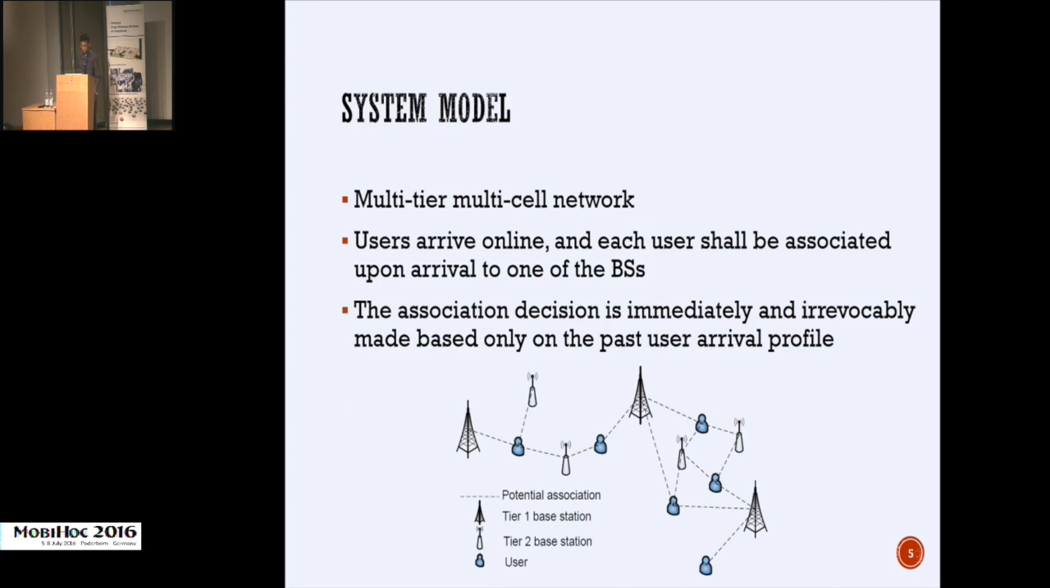Here is the system model. We consider a multi-tier, multi-cell network. In the cartoon, there are two tiers. We can think of it as a macro cell and some small cells. For the users' arrival, we assume that the users arrive online one by one. Each user shall be associated upon arrival to one of the base stations. The association decision is immediately and irrevocably made based only on the past user arrival profile. This is the setup.